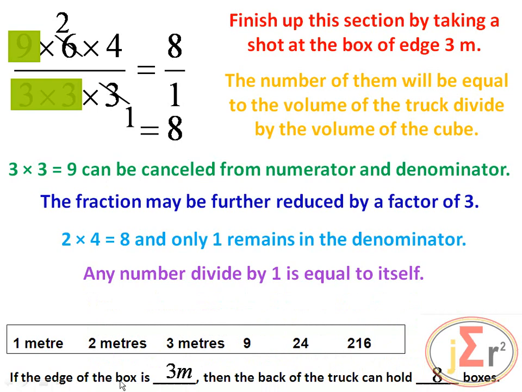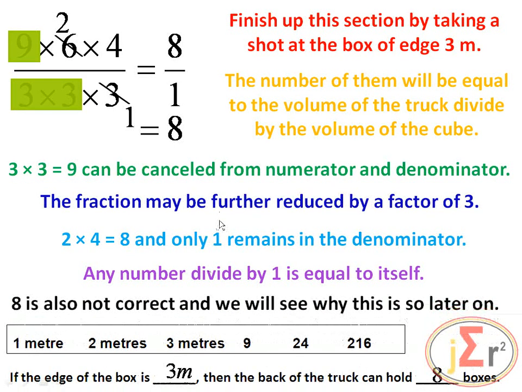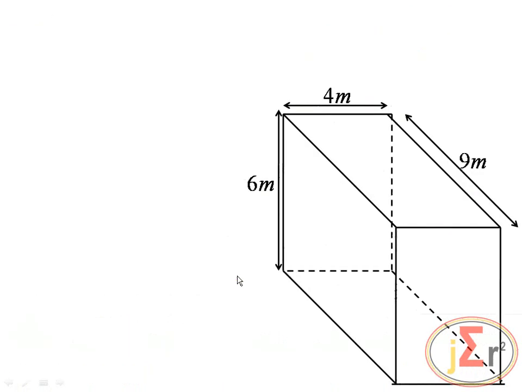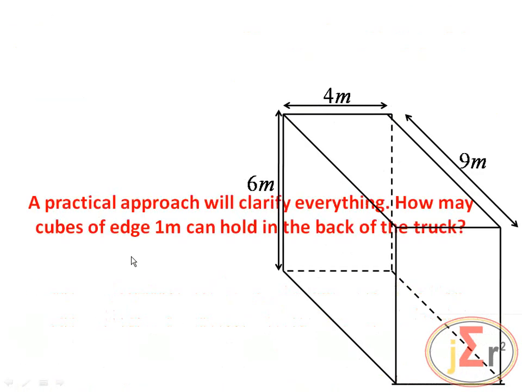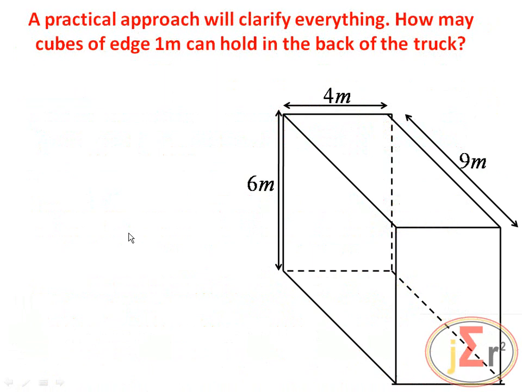The edge of the box is 3 meters. Then the back of the truck can hold 8 boxes, according to the statement that we have there. And we are saying 8 is also not correct. And we will see why this is so later on. A practical approach will clarify everything. So we are going to take a practical approach.